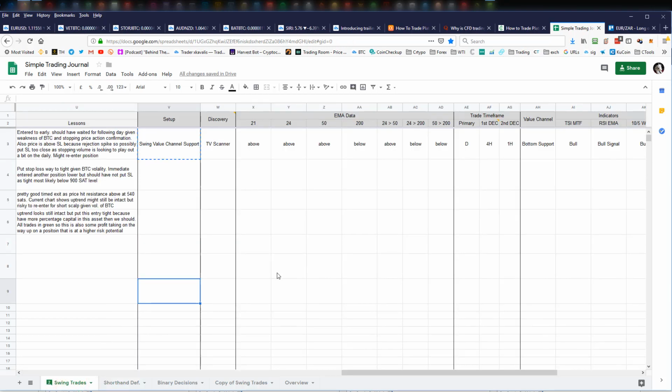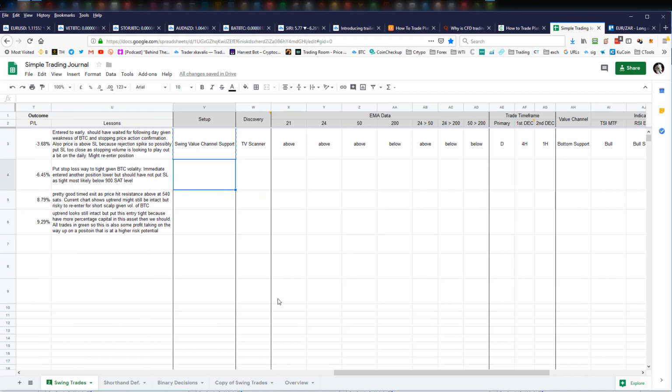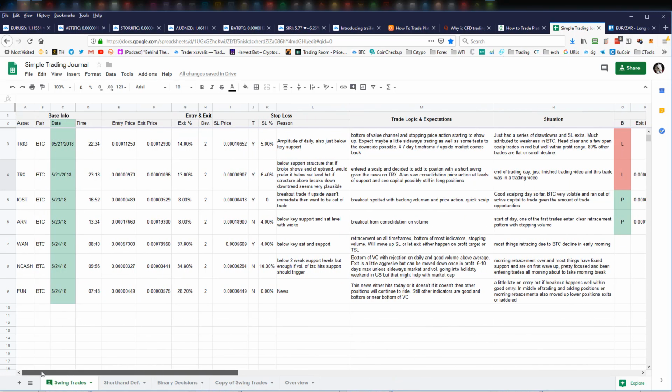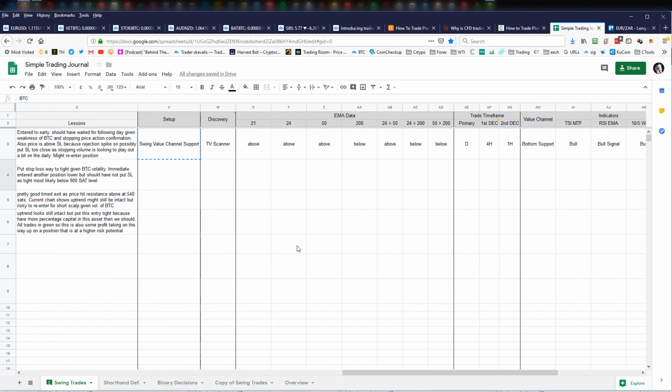So let's jump into how you use this type of spreadsheet. It's really simple. You want to not only define the things that you use, but then you want to define the values that are acceptable for that individual trade. So let's say, I'm not going to jump through a chart, but let's say that we entered TRX BTC here. And these are our binary decisions to enter the trade. So the first thing we say is, what type of setup is this? And let's say swing value channel break.